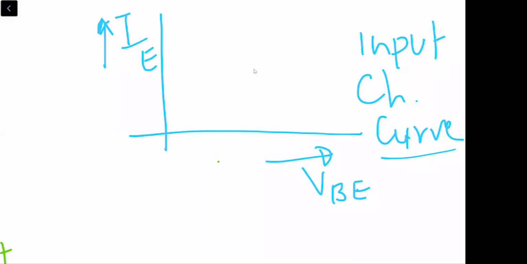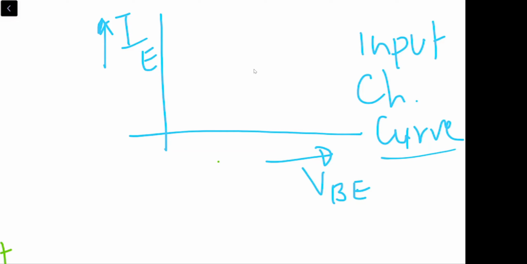Anybody? Can you hear me? Yes, sir. We can hear you. Okay, so how will this curve look like? Exponential increase of current.